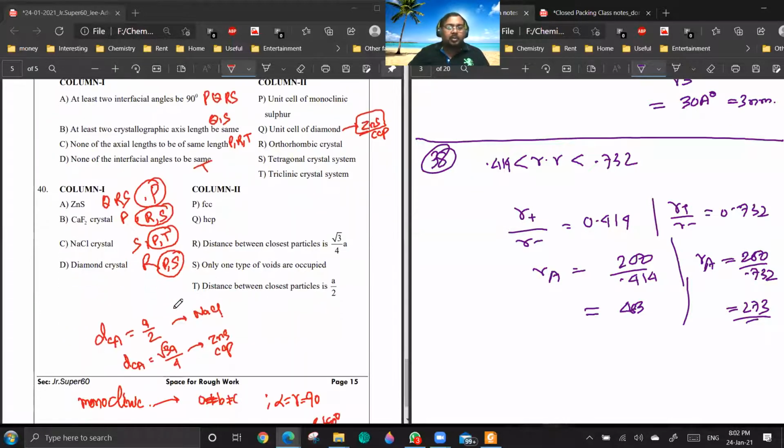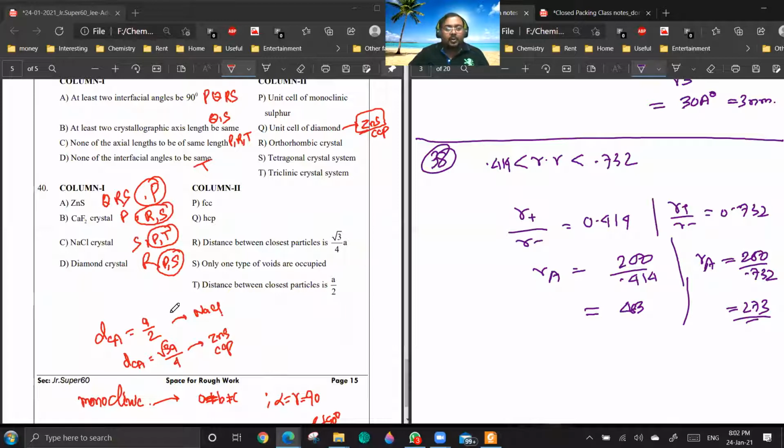There are some extra options, like zinc sulfide. They have not mentioned which zinc sulfide. Zinc sulfide has both FCC and HCP structures. So the answer should be PQRS.